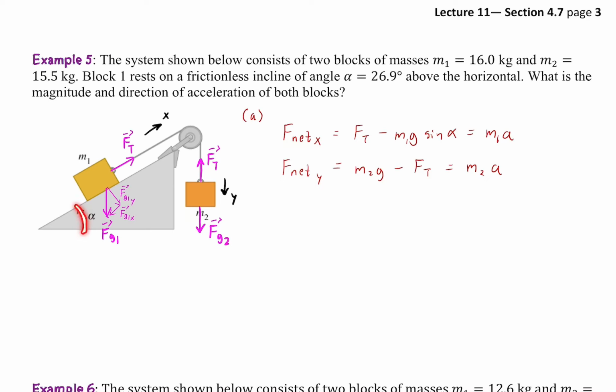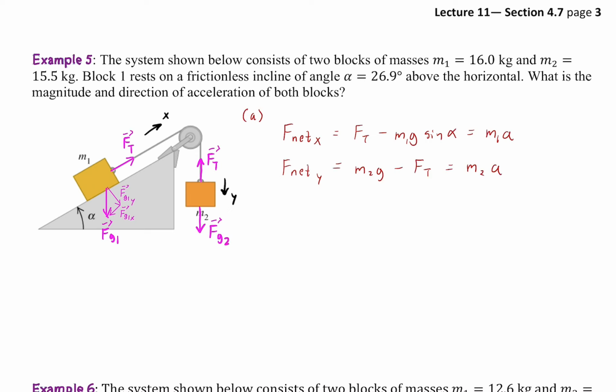By geometry, I know that this angle is alpha, and so must that angle be alpha. And then sine, because it's the opposite side from my angle alpha. It's negative because it points in the negative x direction based on my coordinate system, and here is my assumed direction of positive acceleration.